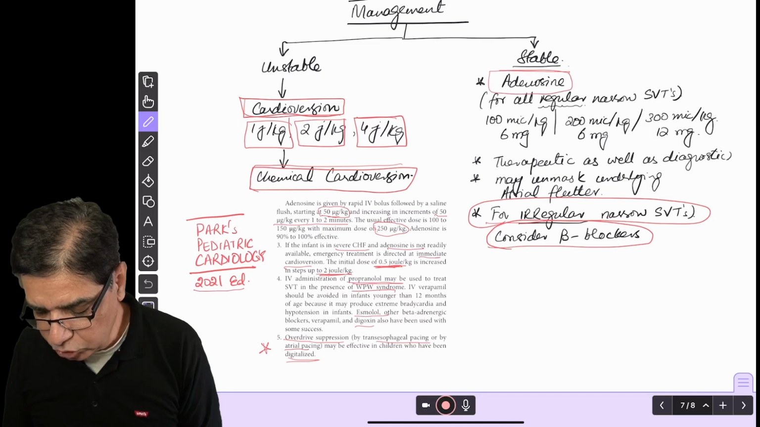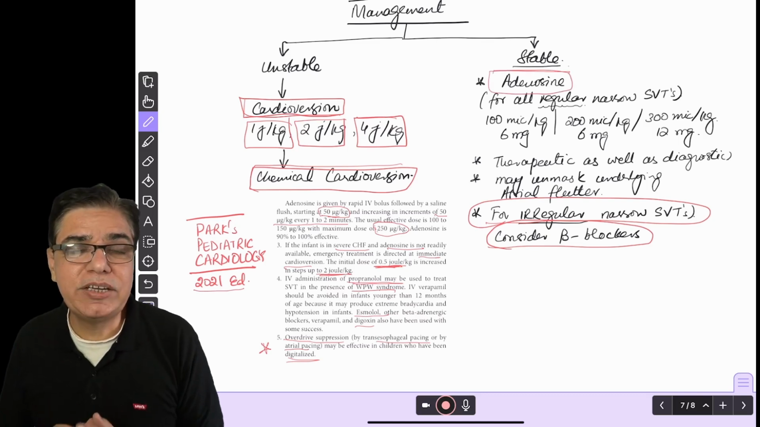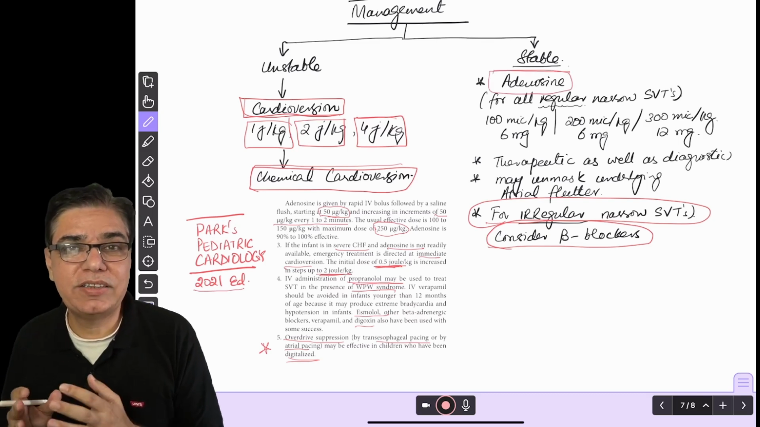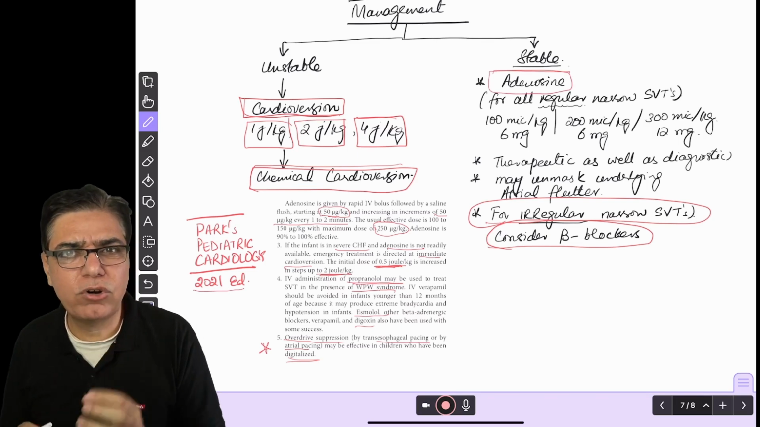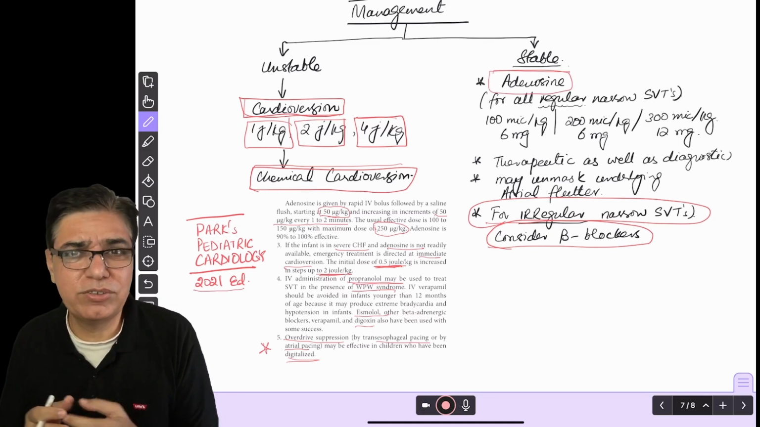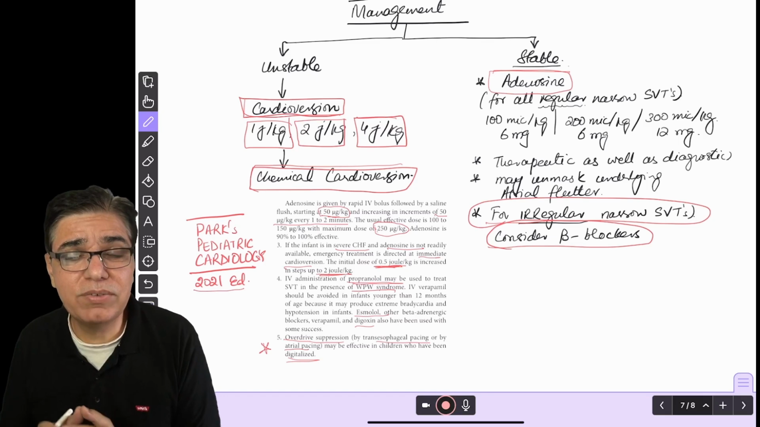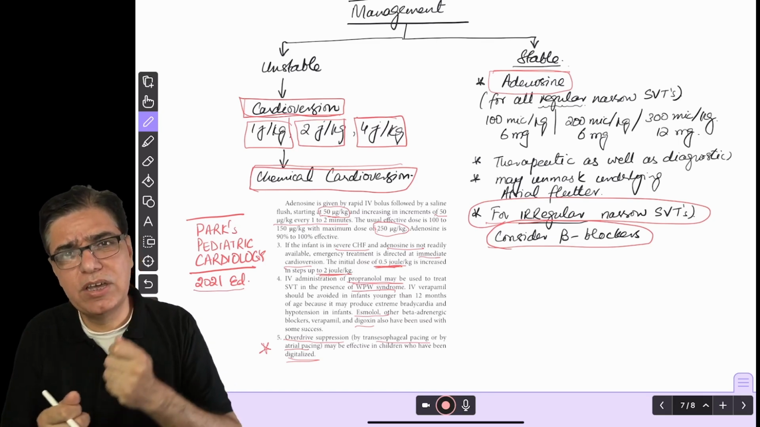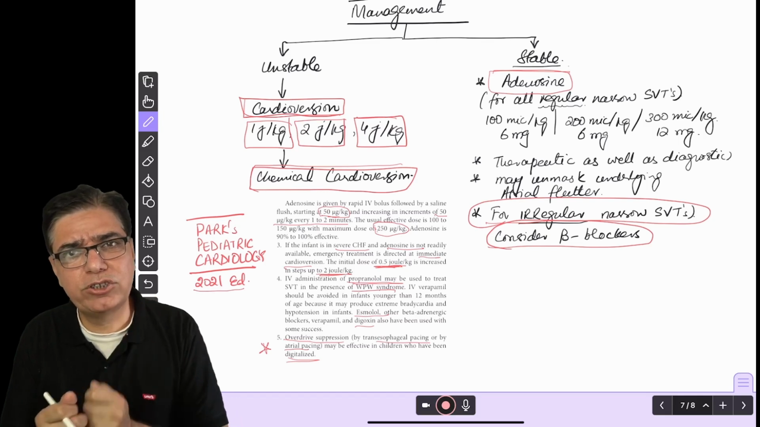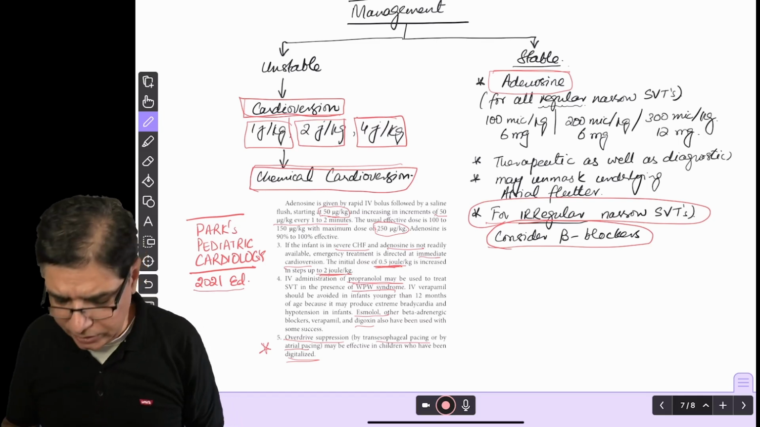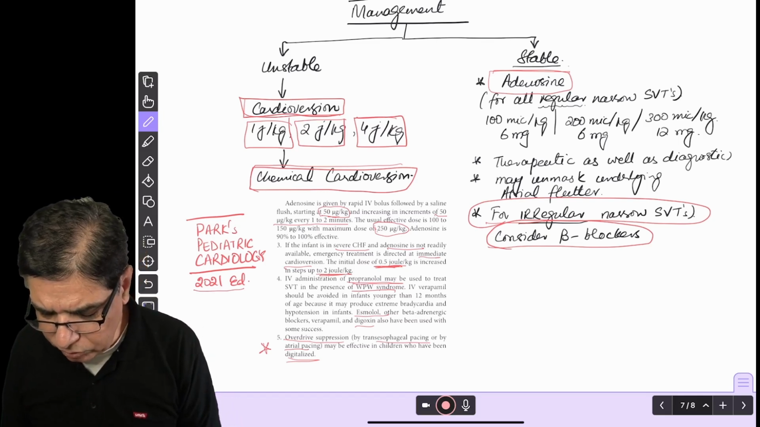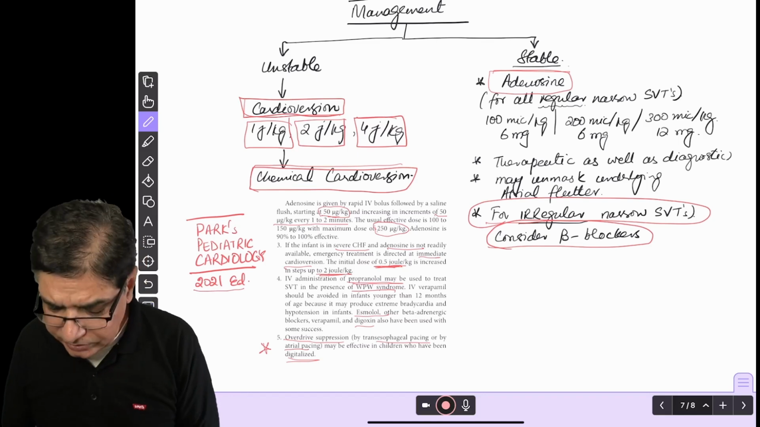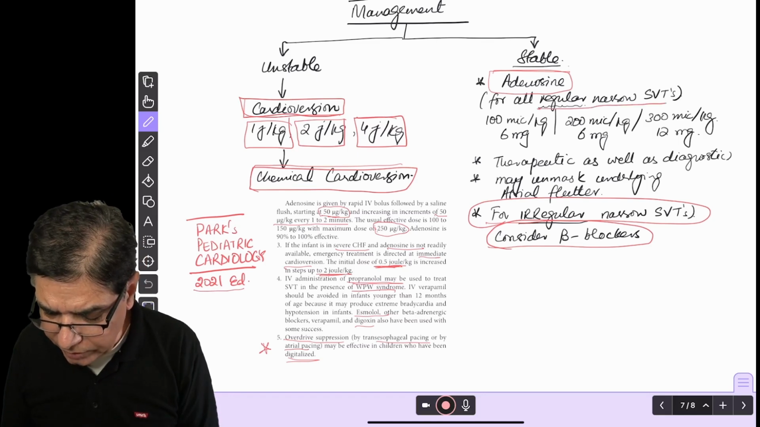Adenosine is a short-acting medication that blocks the conduction at the AV node. It's an ultra short-acting medication, with a half-life of a few seconds. So it has to be given IV and very fast, as an IV push, and then you have to flush it so that it goes directly into the central circulation. It's recommended for all regular narrow complex SVTs.